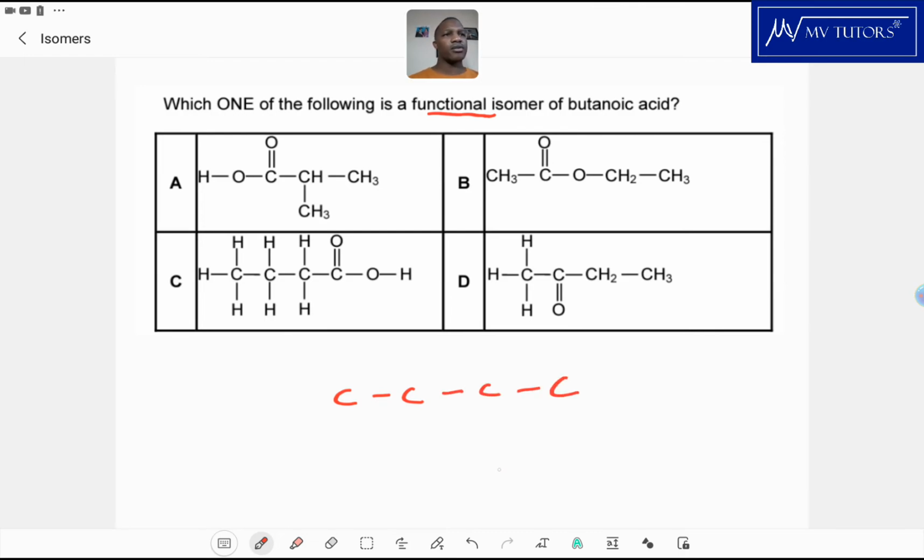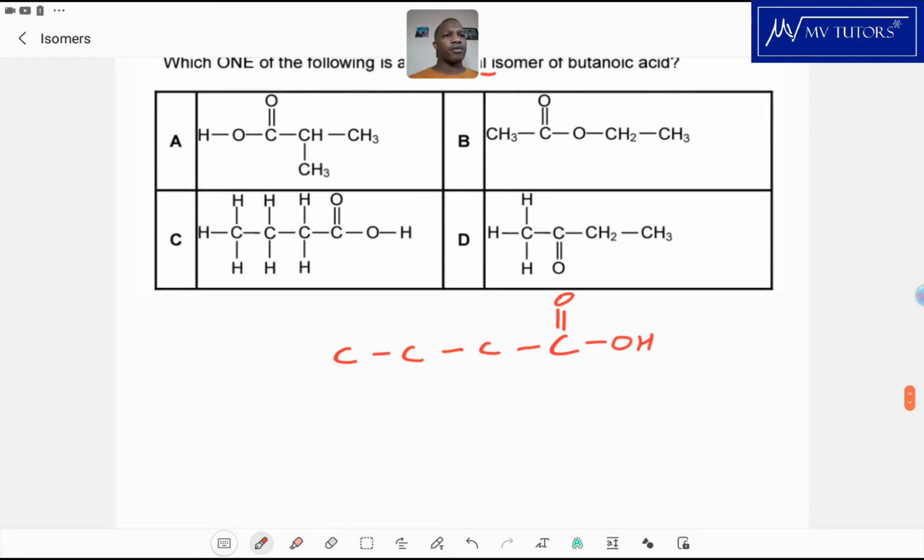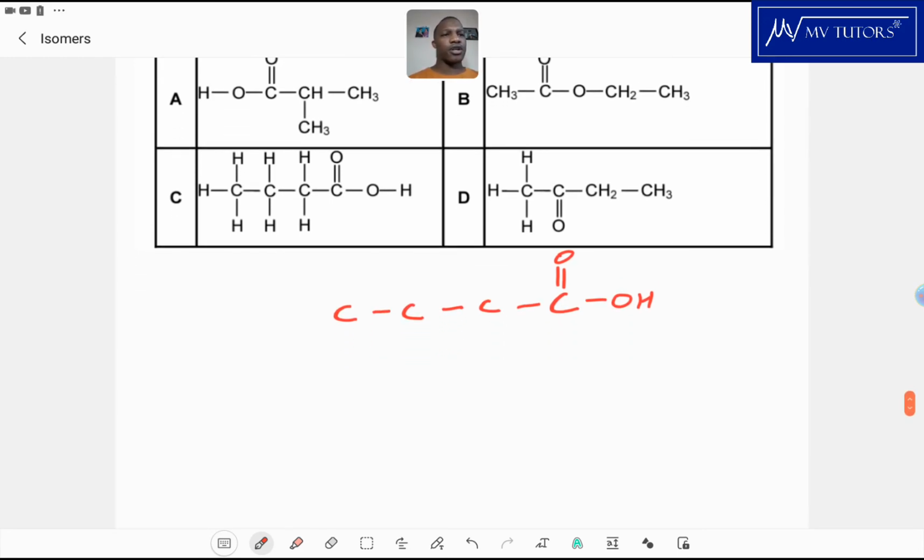Okay, and what makes it a butanoic acid is that the functional group for a butanoic acid is such that it's got an O there and an OH. Okay, so COOH. This is a butanoic acid. Okay, now the different functional group is that of an ester.